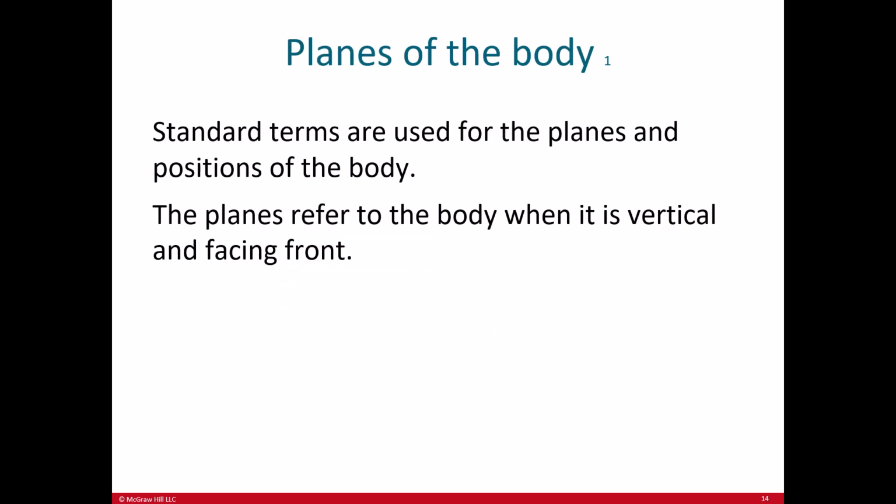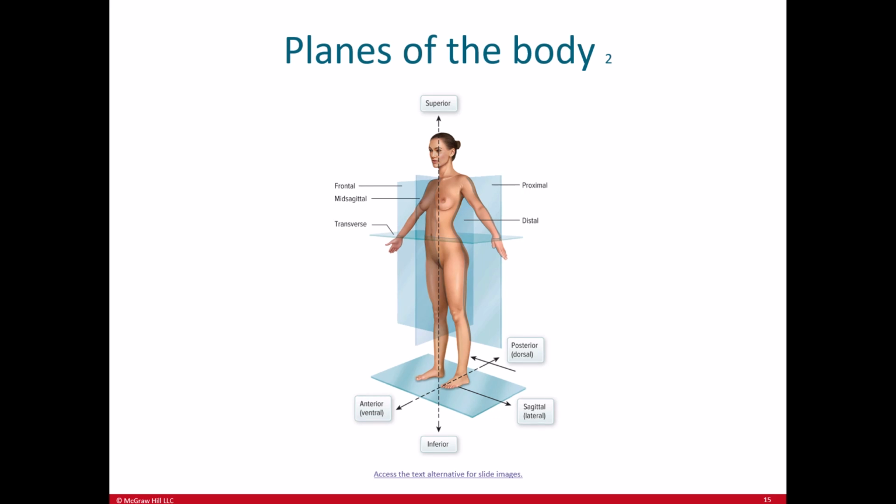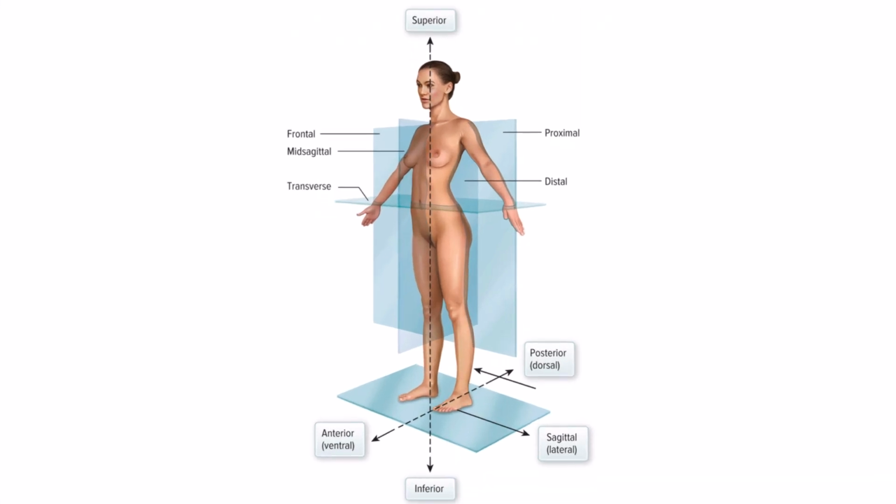Now let's discuss the planes of the body. So standard terms are used for the planes and positions of the body. The planes refer to the body when it is vertical and facing front. Let's look at some of these planes. Here you can see that the anatomic positions are shown from the anterior or front of the body and posterior or the back of the body. Descriptions are based on the direction from the midsection of the body: medial, lateral, proximal, and distal.